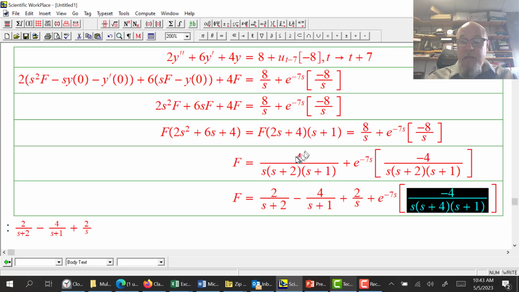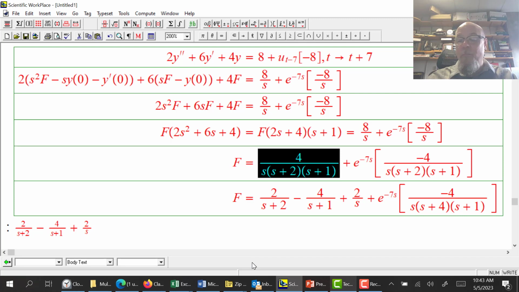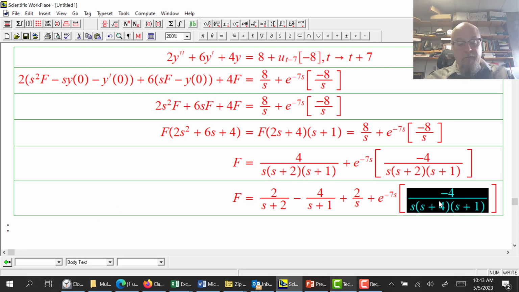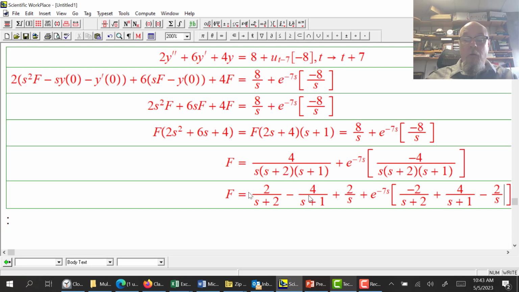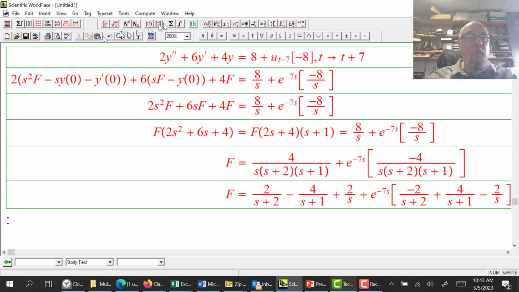But I note that the inside the square bracket piece is the same as the outside the square bracket piece, except for there's a big minus sign. So all of the coefficients are just going to be negative. They're just going to be negative what we got before. So I'll just do that. I'll make them all negative. And then there's my partial fractions of the inside piece. Okay. So let's start again here so we're more in the middle. All right, I'm going to un-Laplace this.